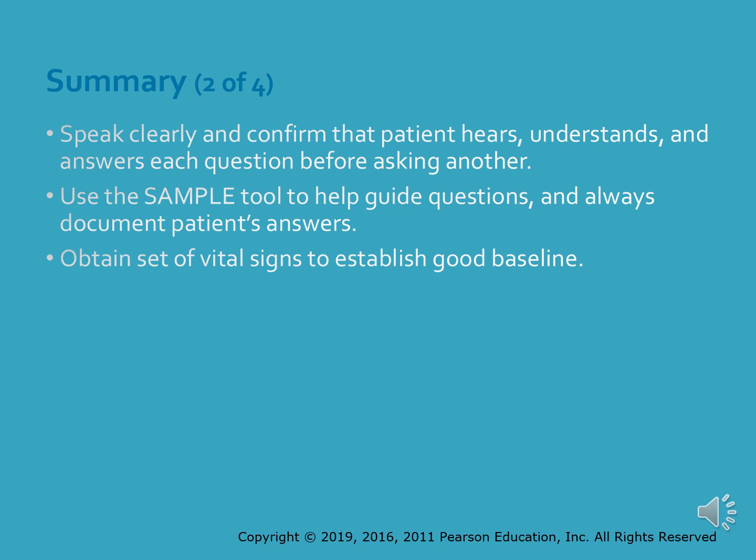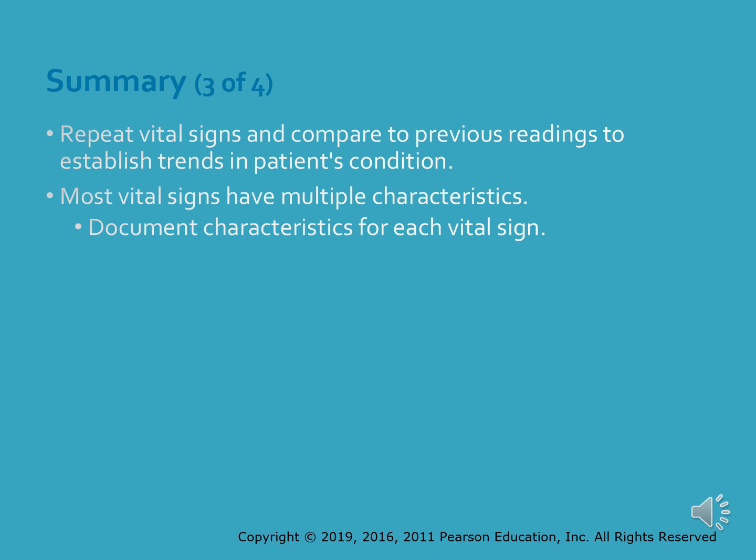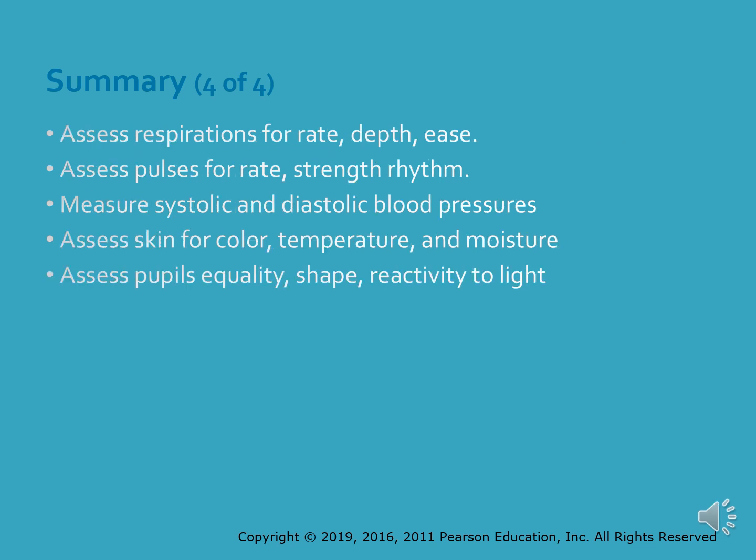Obtain sets of vitals to establish a good baseline. You're going to repeat vital signs and compare to previous readings to establish trends in the patient's condition. Most vital signs have multiple characteristics, and you want to document those characteristics for each vital sign. You're going to assess the respirations for rate, depth, and ease. Assess pulses for rate, strength, and rhythm. Measure systolic and diastolic blood pressures, and assess the skin for color, temperature, and moisture. Assess the pupils for equality, shape, and reactivity to light.